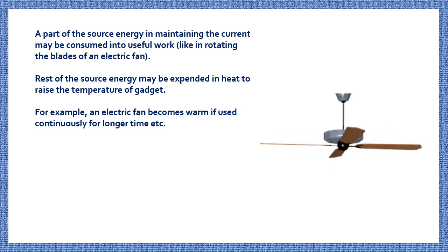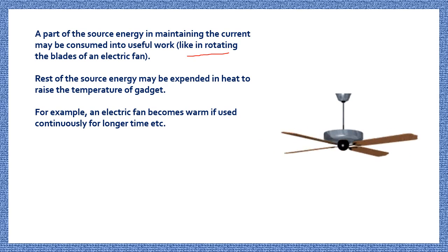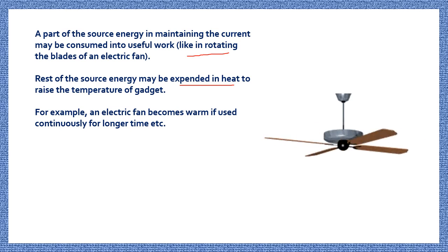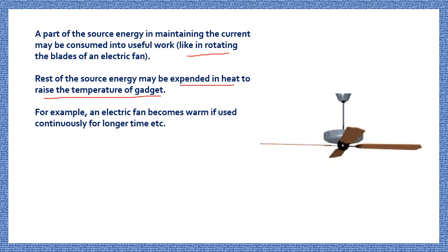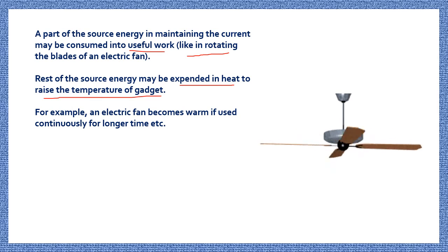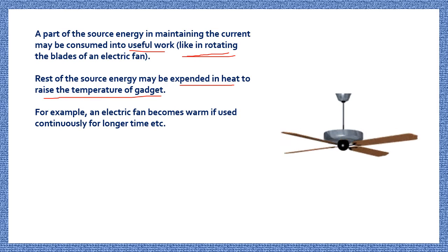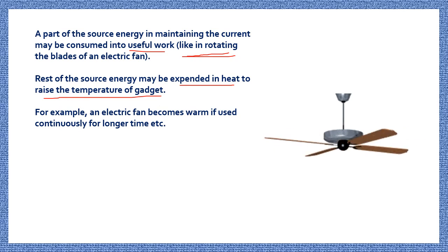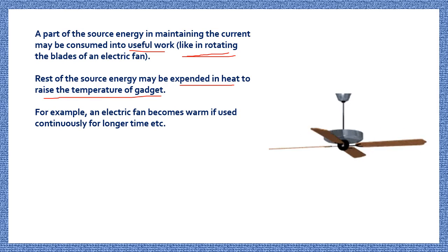Like the rotating of the blades of an electric fan. The rest of the source energy may be expended as heat to raise the temperature of the gadget. That is a very important point. See, some part of the energy is used in our useful work. For that particular work, the equipment is designed. See, a fan is designed to rotate. So some part of the energy is used in rotating the blades of the electric fan. But the rest of the energy is expended in heating the gadget.